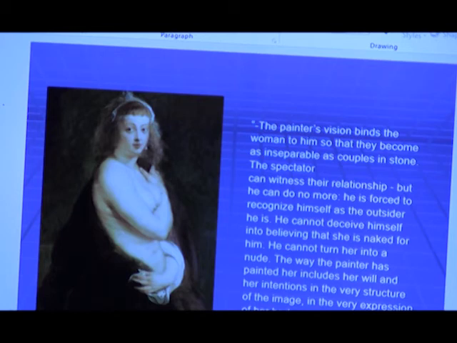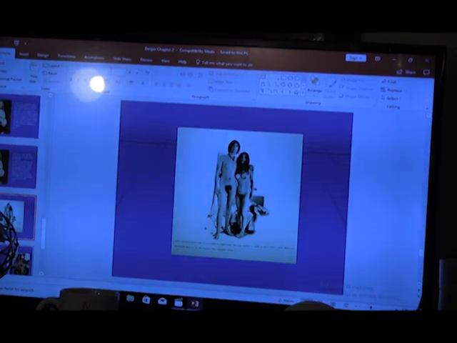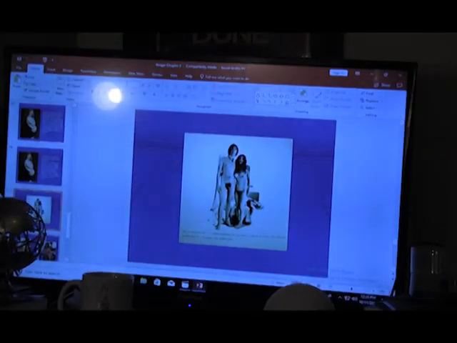The way the painter has painted her includes her will, her intentions, and the very structure of the image, and the very expression of her body and her face, right? We need to stress that what Berger is saying here is that this was an exception. It was not the rule, right?